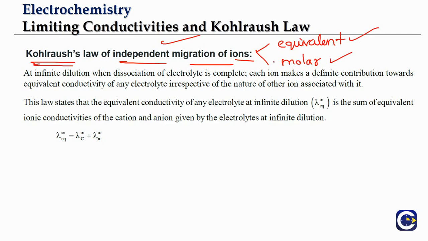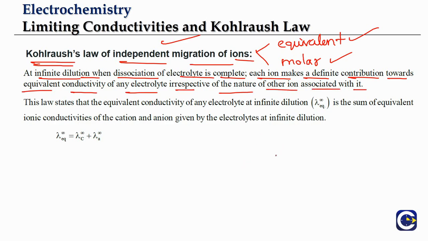So what is this Kohlrausch law? It's a very basic idea. At infinite dilution, when the dissociation of the electrolyte is complete, or almost complete, each ion makes a definite contribution towards the equivalent conductivity of any electrolyte, irrespective of the nature of the other ion.